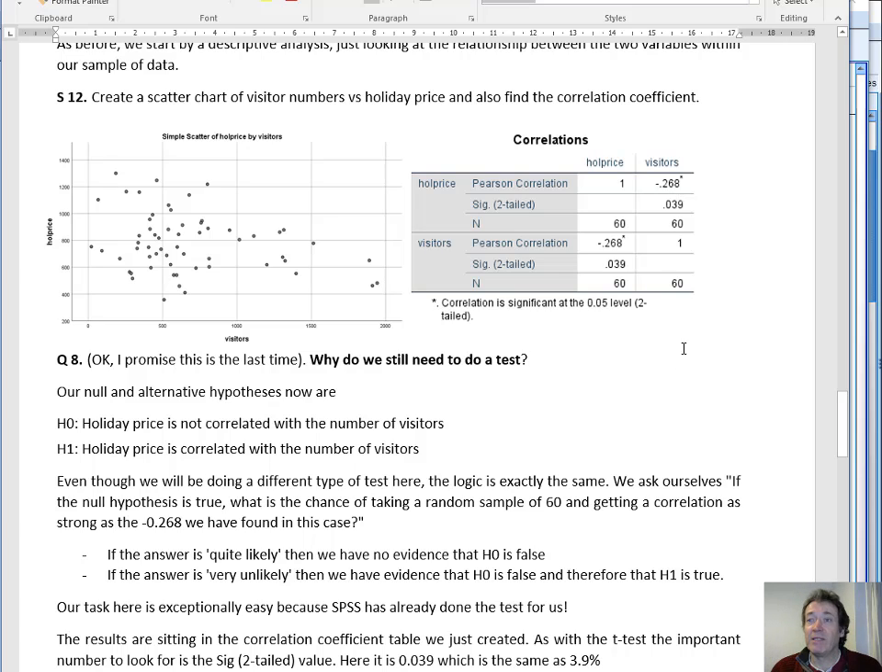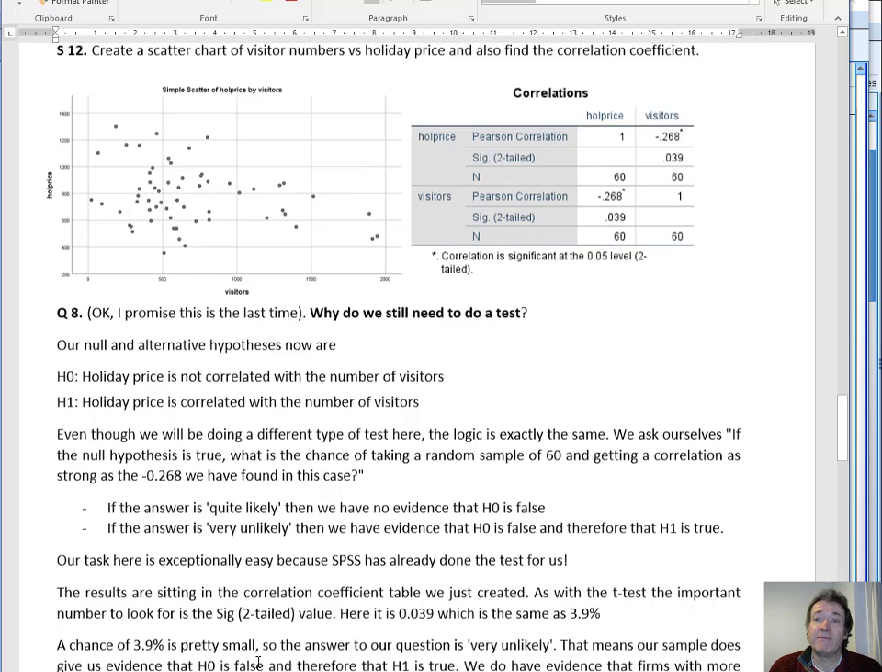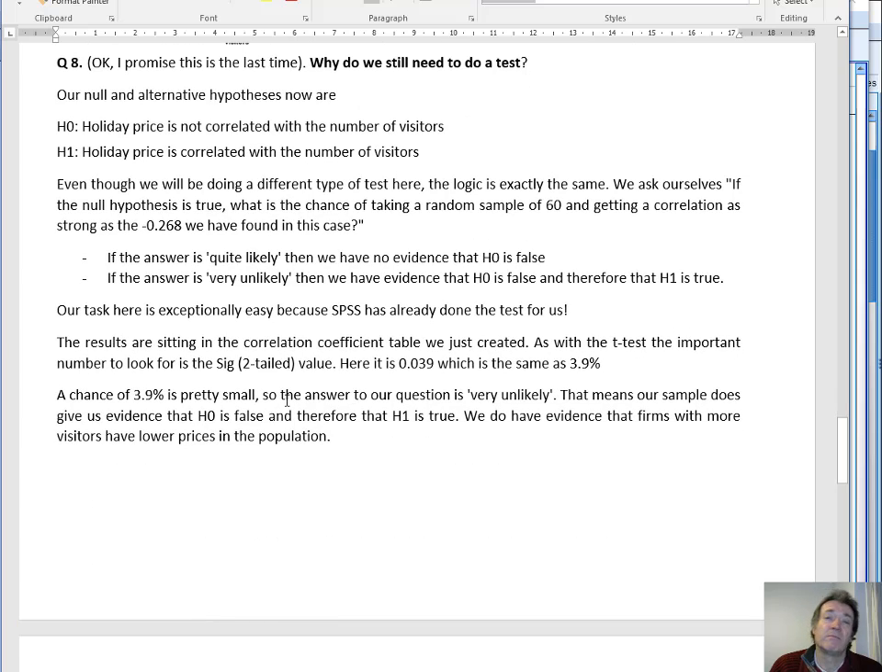So the answer is sitting there in front of us this time, because every time you do correlation in SPSS, unless you ask it not to, if you just say give me a correlation like we did, it gives you the sig value from the test, which is 0.039. So it's dead easy. 0.039 is 3.9%. It's pretty small. So the answer to the question is very unlikely. If there's no correlation in the whole population, the chance of getting a sample of 60 with a correlation as strong as the one we did is 3.9%, which is pretty small.